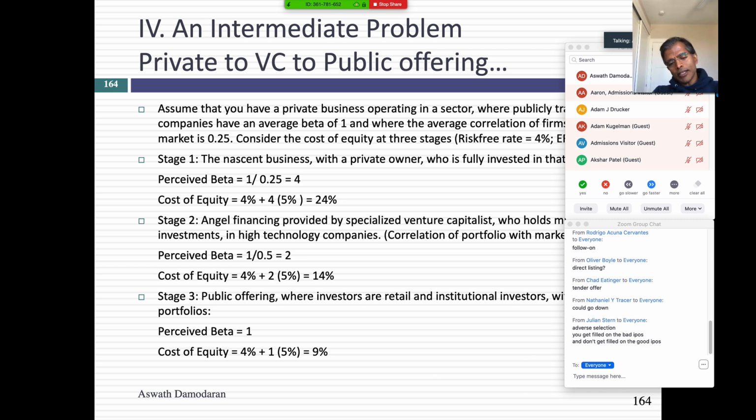One final example, and then we'll end this packet. So far I've talked about private to private, private to public, private to IPO. Let's talk about private to venture capital to public offering.